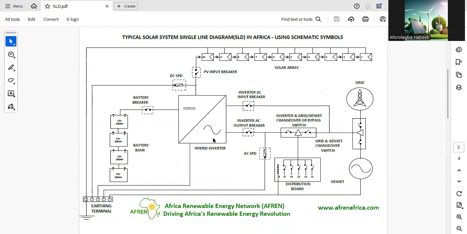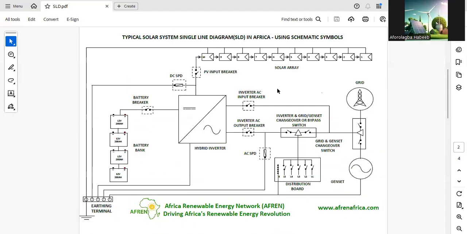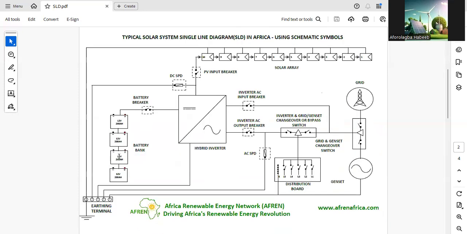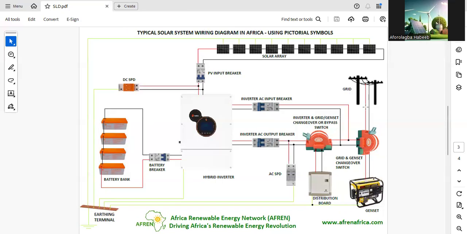And the second page is the same as the first page, but for the first page you are using pictorial symbols, while for this you are using schematic symbols. So these are purely schematic symbols. Look at the inverter here, look at the batteries here. They are made of schematic symbols. And these are single line diagrams. You can see it's a single line. But the third one is a wiring diagram.